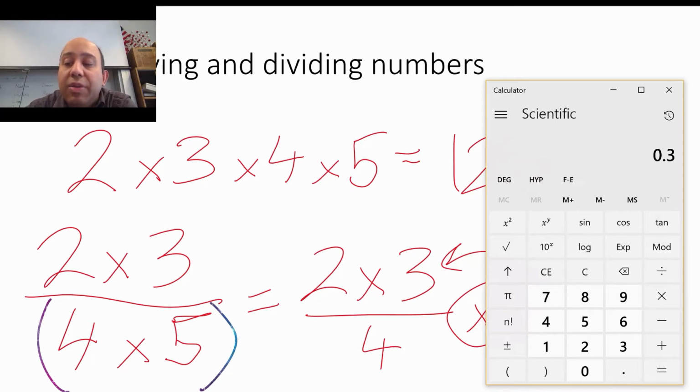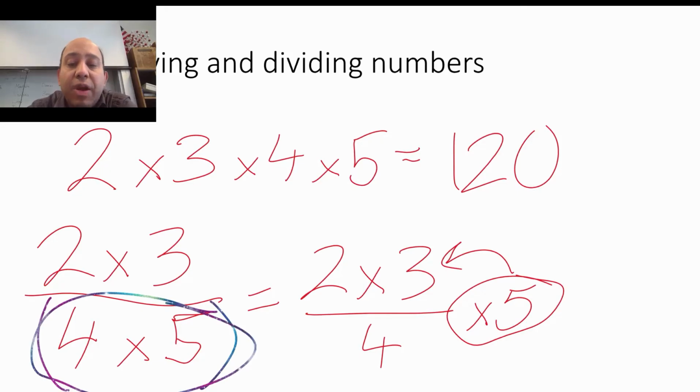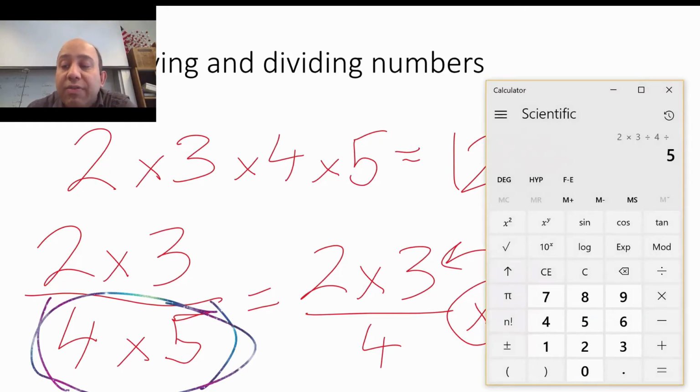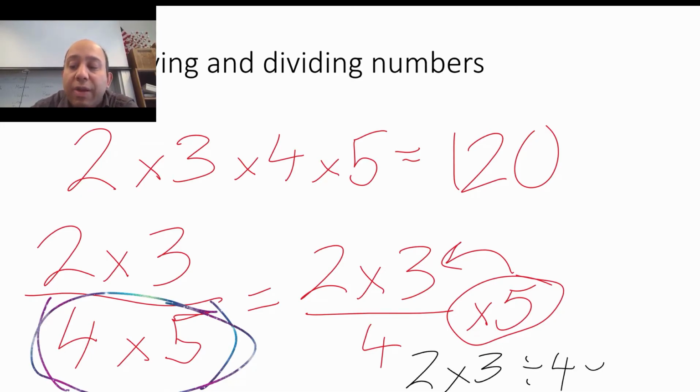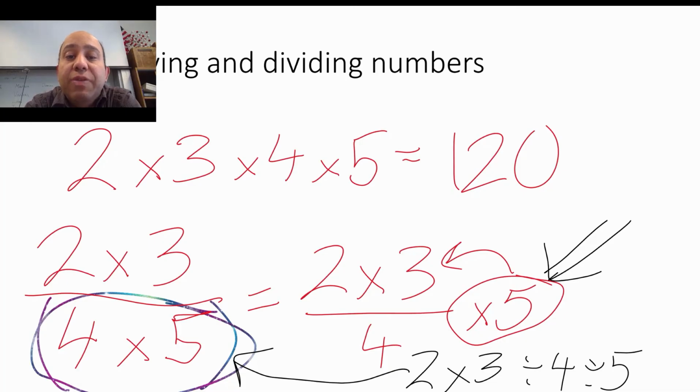You could also do it another way. You could type in 2 times 3 divided by 4 divided by 5, because both numbers at the bottom are being divided. So we do 2 times 3 divided by 4 divided by 5, and you get 0.3 as well. I'm going to write that down here, where 2 times 3 divided by 4 divided by 5 is the same thing as putting the parentheses at the bottom of the fraction. If you don't put the parentheses, this is what happens. And because scientific notation has the times 10 in there, you want to make sure you avoid that mistake.